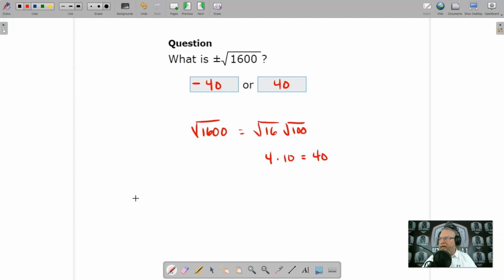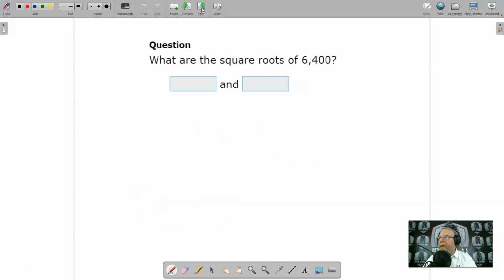And the reason for this is, check this out. If I have negative 40 times negative 40, negative times negative is a positive. 40 times 40 is indeed 1600. Or if I use the positive 40 times positive 40, positive times positive equals positive, and 40 times 40 again is 1600. So the negative square root of 1600 is negative 40, and the positive square root of 1600 is positive 40.